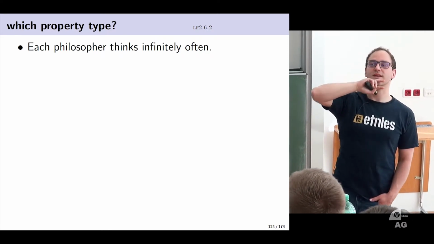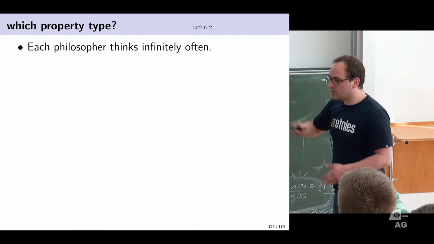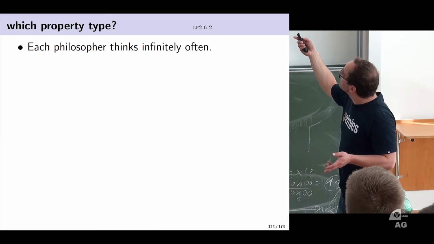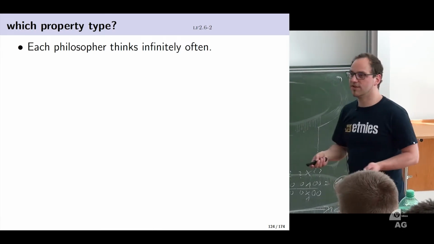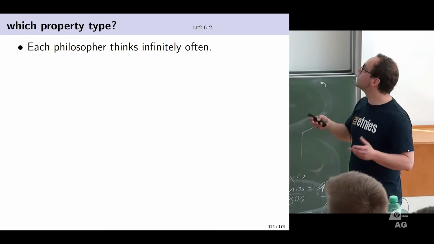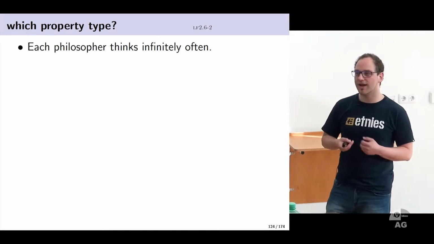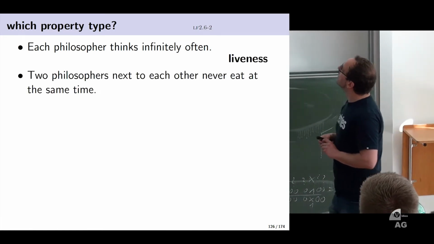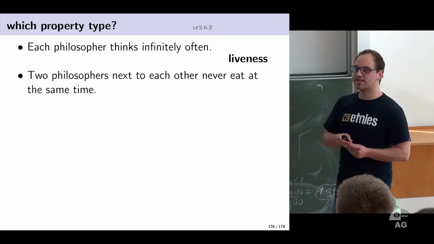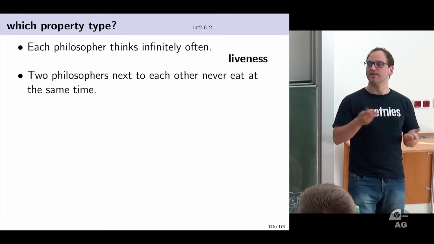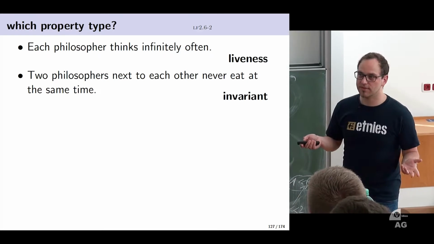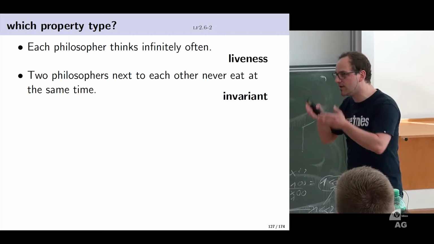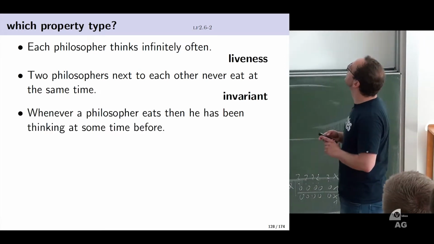Yes, one? Liveness, right? Because if you give me a finite prefix, no matter what happens there, I can complete it such that each philosopher thinks infinitely often. Even if no philosopher has thought so far, right, I can still complete it in a satisfactory way. So this is a liveness property. Two philosophers next to each other never eat at the same time. It's safety and it's even an invariant, right? Because it means that at every point in time you have a specific condition, but in particular every invariant is a safety property, so yes.